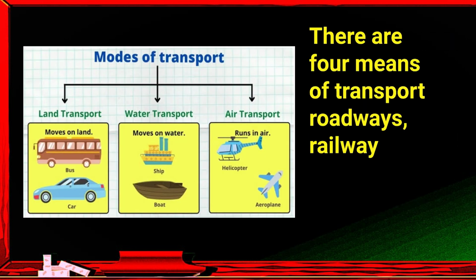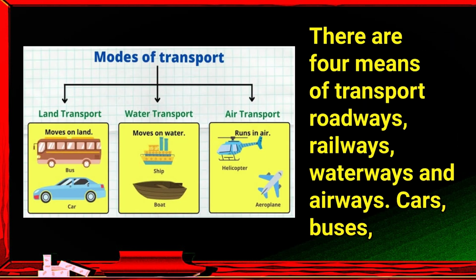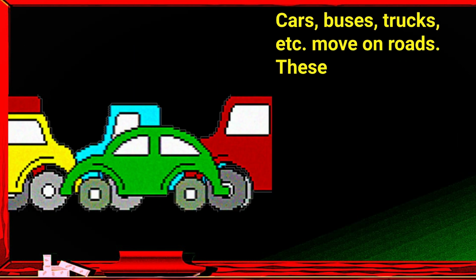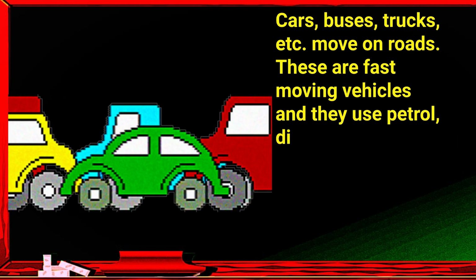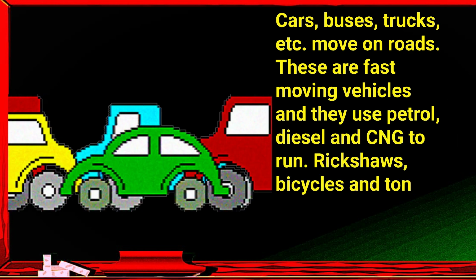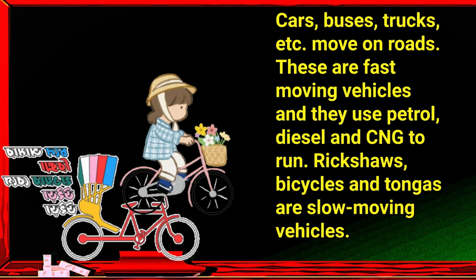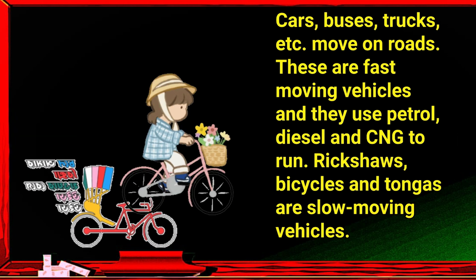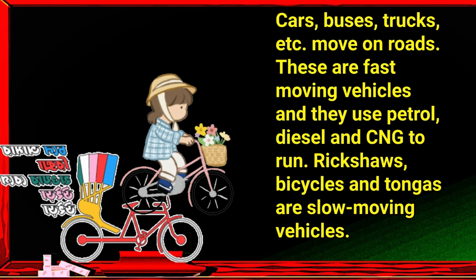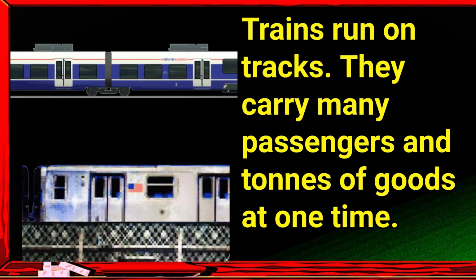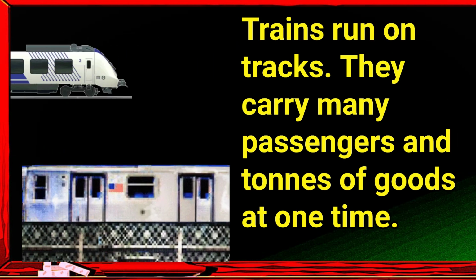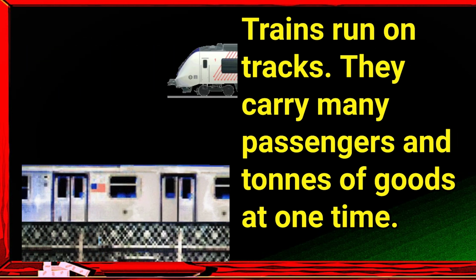There are 4 means of transport: roadways, railways, waterways and airways. Cars, buses, trucks, etc. move on roads. These are fast-moving vehicles and they use petrol, diesel and CNG to run. Rickshaws, bicycles and tongas are slow-moving vehicles. Trains run on tracks. They carry many passengers and tons of goods at one time.